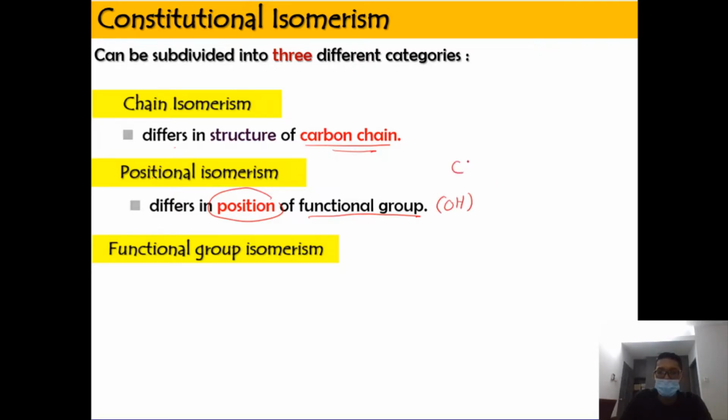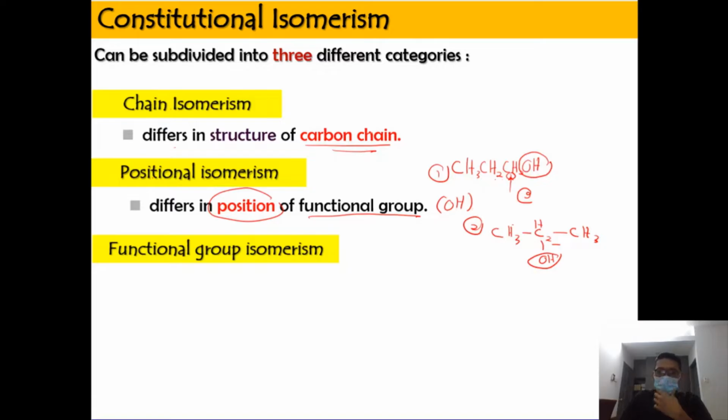For example, if we have CH3, CH2, CH2, OH, at first maybe the OH is attached at carbon number 1. However, its isomer can be attached at the middle carbon, which is carbon number 2. So this is isomer 1 and this is isomer 2, where you can see that the position of the functional group changes from carbon number 1 to carbon number 2. OH is attached at carbon number 2.